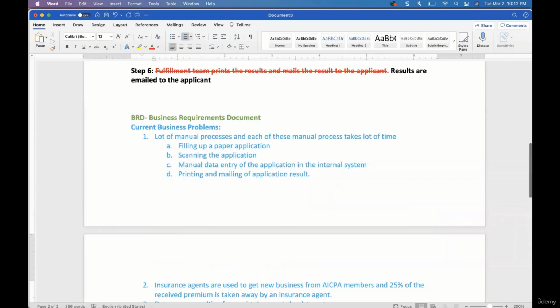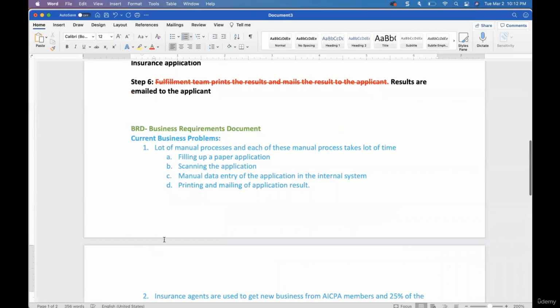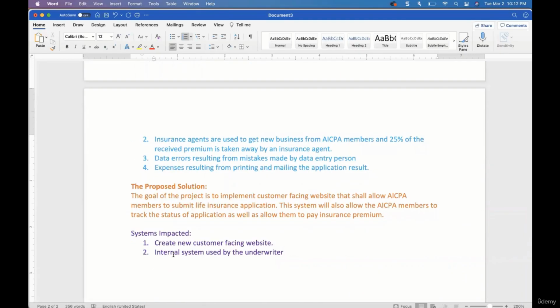The internal system, to make sure that the information that's input on the application is correct. So why don't you tell me what are the changes I would have to make in this internal system? What are the changes I'll make in this internal system?